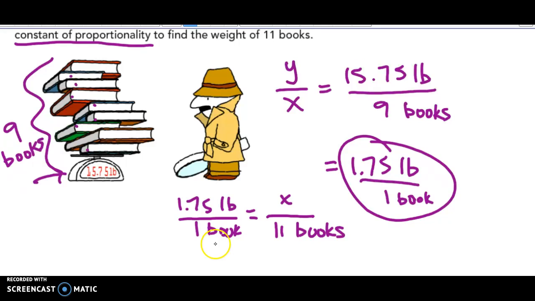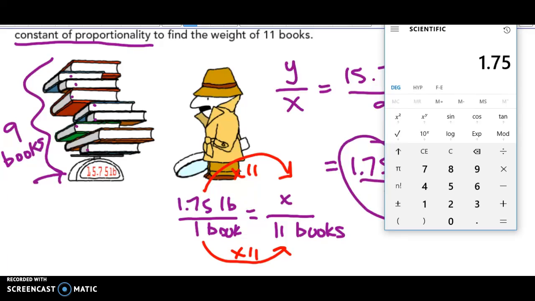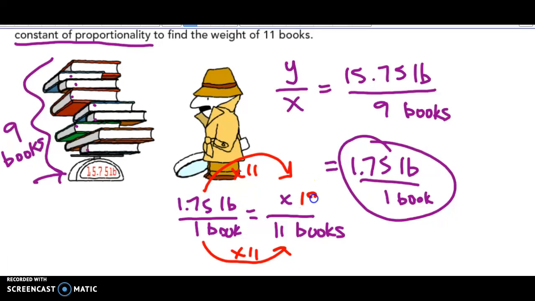Then I'm going to ask myself, how do I turn 1 into 11? I multiply it by 11, of course. Whatever I do on the bottom, I have to do on the top, because remember, I have a constant multiple in a proportional relationship. So I'm going to do 1.75 times 11, and I get 19 and 25 hundredths pounds. And that is the weight of 11 books.